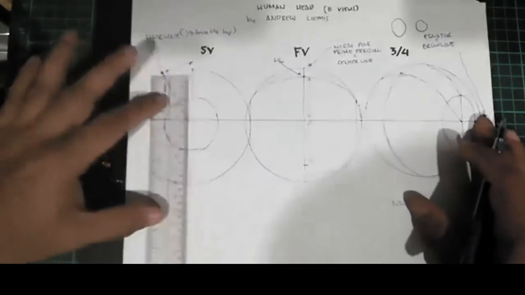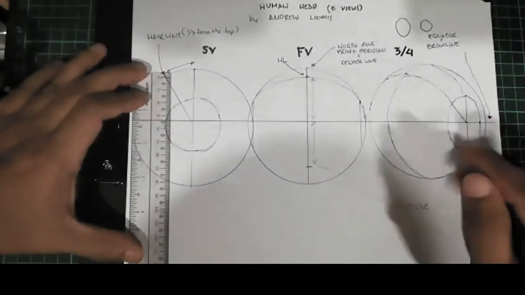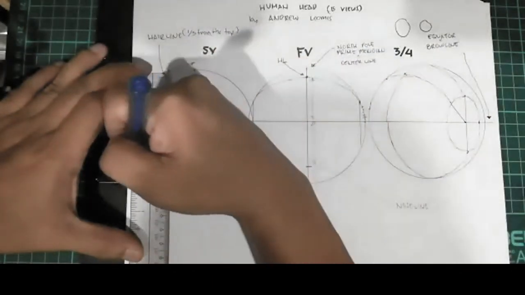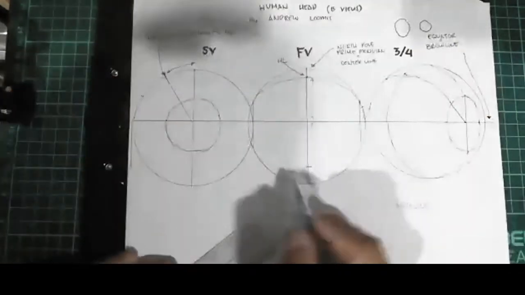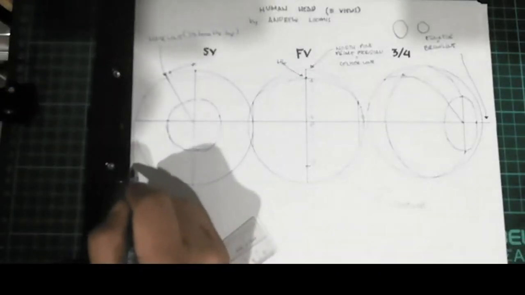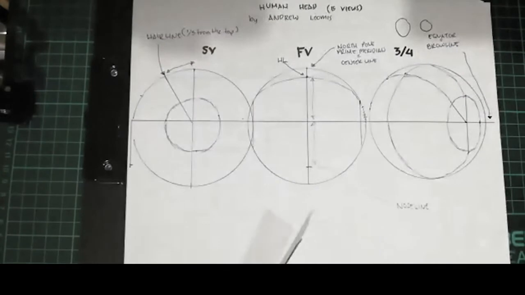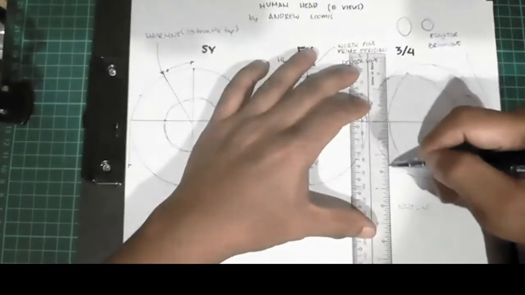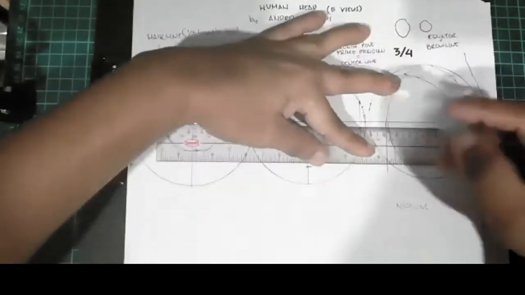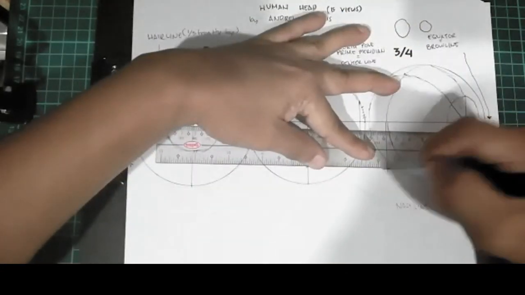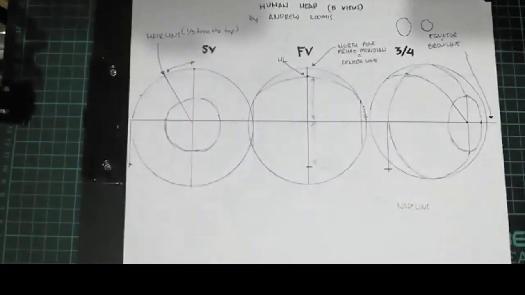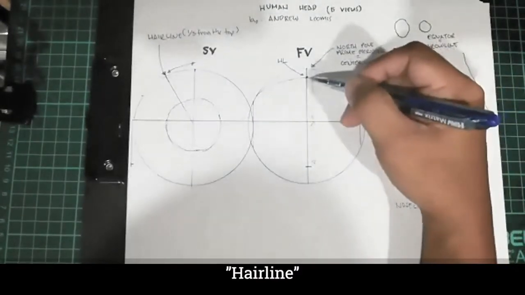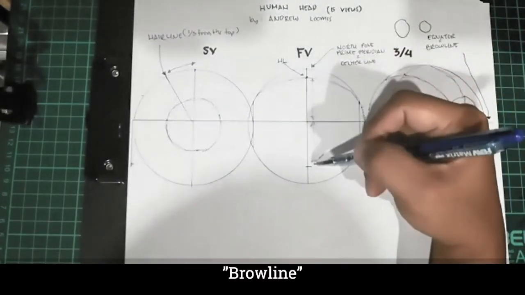For the side view, you just have to project again, going down. Naku, putol yung ilong natin mamaya. Yan. So dun yung sa side view. And for the 3/4 view, okay, nandyan yung nose line. Hairline, brow line, nose line.